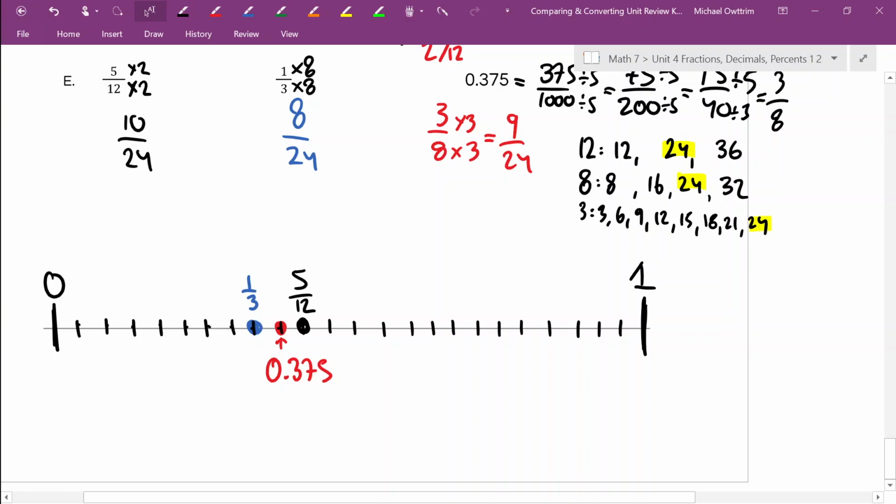Okay, so with all those questions, being able to compare and convert mainly comes back to being able to convert those values between fractions, decimals, and percents. Make sure you're good with those methods for converting between fractions, decimals, and percents in order to be able to complete the rest of the questions.